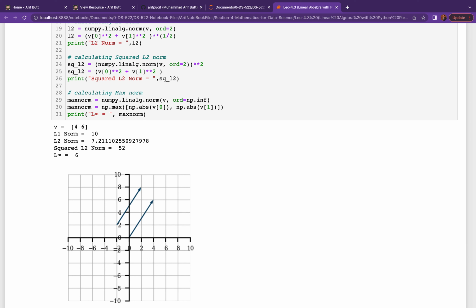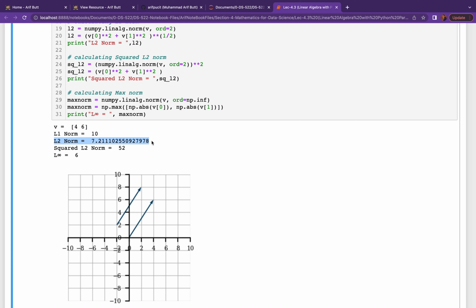So this is what it is. This was actually the vector 4, 6 having its tail at point minus 2, 2, and I have moved it to the origin first, and then I have calculated its L1 norm, L2 norm, squared L2 norm and max norm. Remember my dear students, most of the time we will be using the L2 norm or the Euclidean norm.